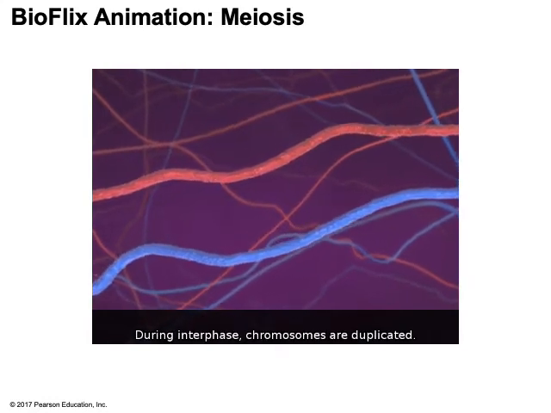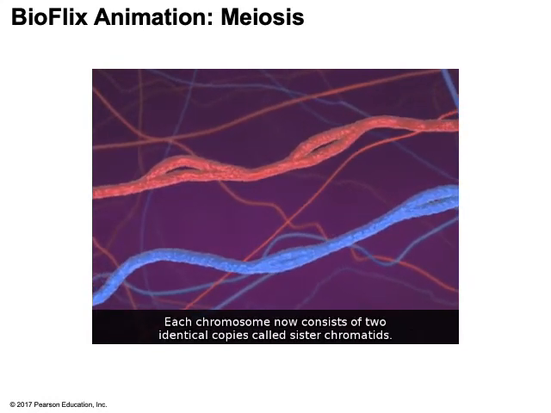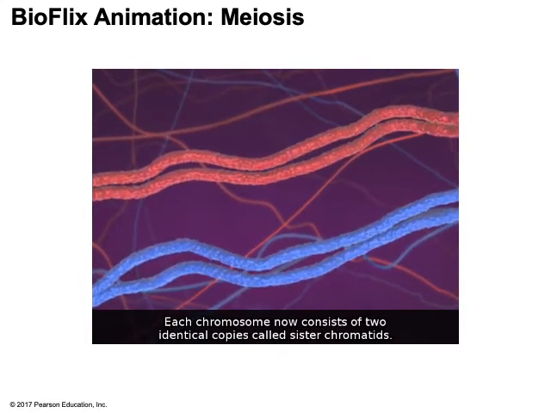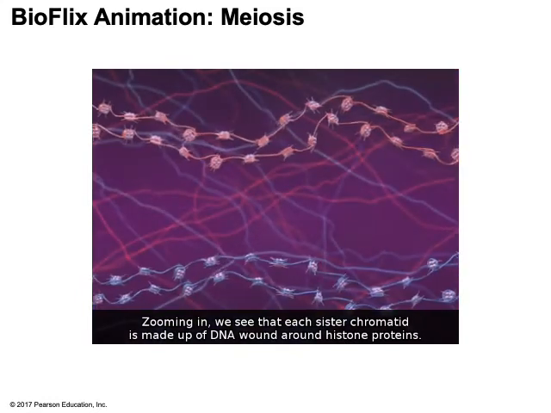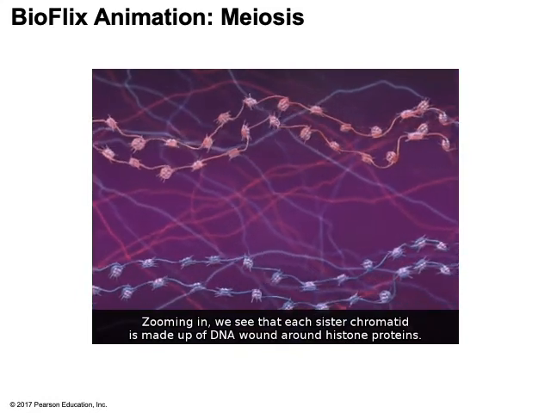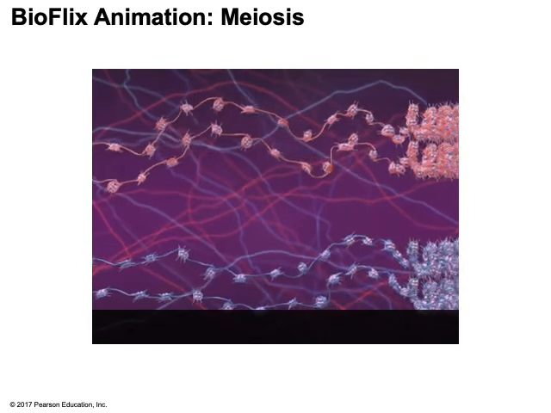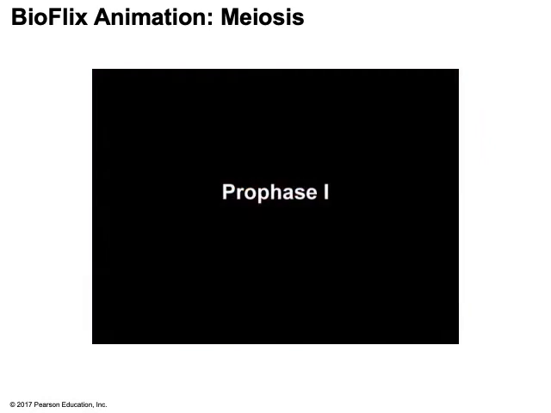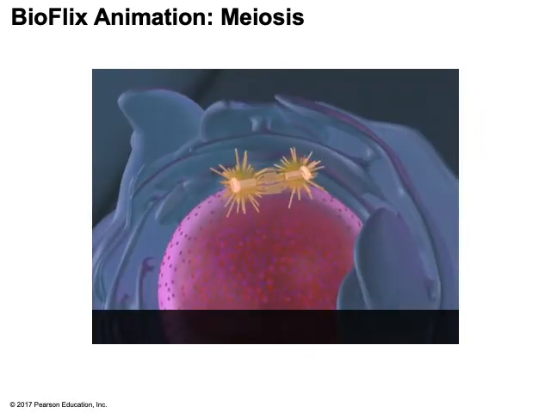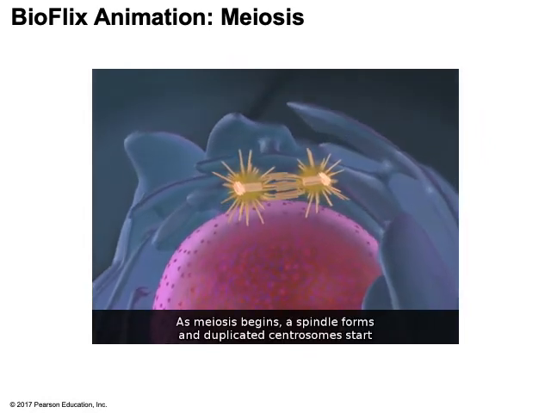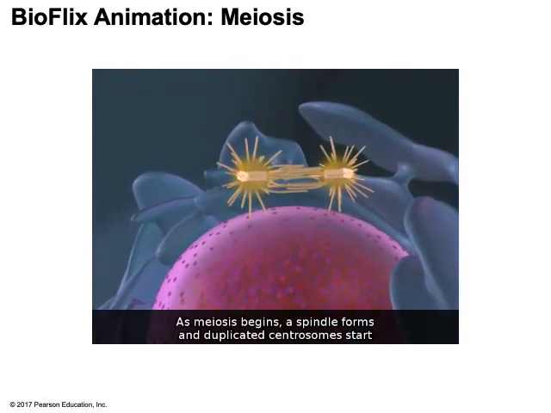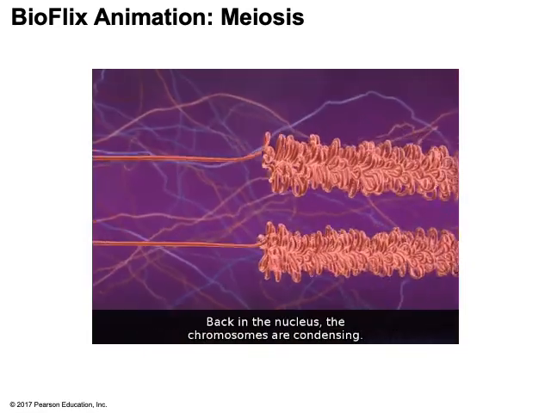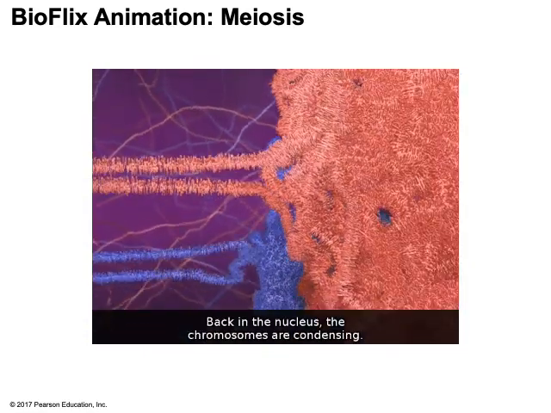During interphase, chromosomes are duplicated. Each chromosome now consists of 2 identical copies called sister chromatids. Zooming in, we see that each sister chromatid is made up of DNA wound around histone proteins. Each strand coils up into a tight helical fiber. As meiosis begins, a spindle forms and duplicated centrosomes start to migrate toward opposite poles of the cell. Back in the nucleus, the chromosomes are condensing.